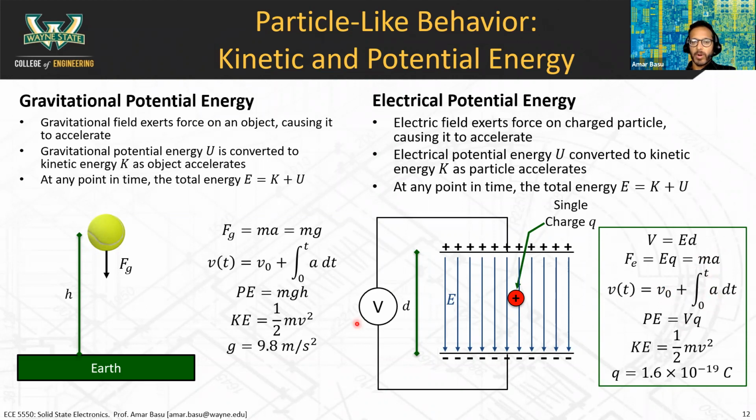Both particles are accelerating due to a force. The type of force is just different. In this system, the potential energy, instead of being equal to mgh, the electric potential energy is voltage times Q. Kinetic energy is the same as before, 1/2 mv squared. And just one constant to be aware of, Q. This is the charge of a proton: 1.6 times 10 to the negative 19 coulombs. An electron has charge negative 1.6 times 10 to the negative 19 coulombs.